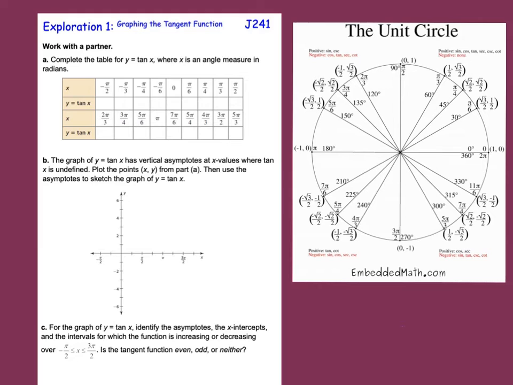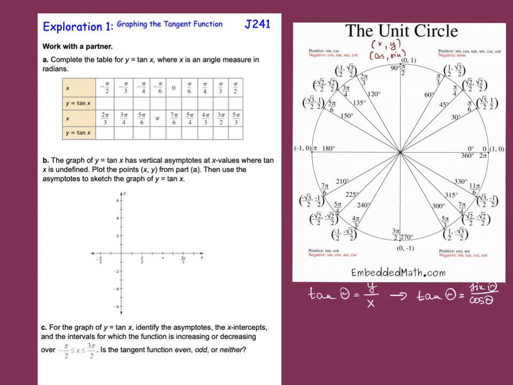Please recall from your unit circle that the ordered pair x and y is cosine and sine. Also, I would like you to recall that tangent theta is the same as y over x, or in other words, tangent theta is also sine theta over cosine theta.